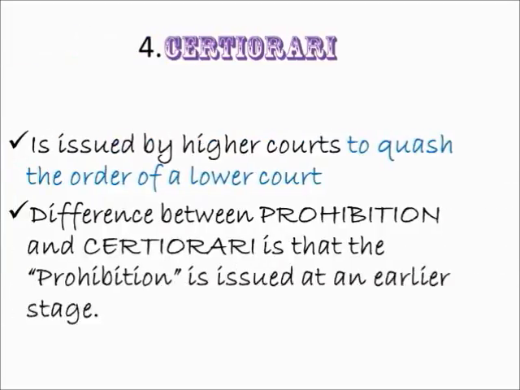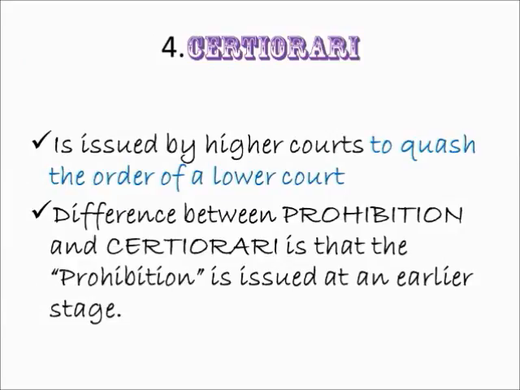Now, the fourth writ, Certiorari. Certiorari can be issued by higher courts to quash the order of a lower court. The lower court has given its order and the petition is filed in a higher court. Now the higher court will issue this writ of certiorari to quash the order given by the lower court. The difference between prohibition and certiorari is that prohibition is issued at an earlier stage, whereas certiorari is issued at the latter stage, that is after the lower court has given its verdict. Next, the meaning of certiorari is law.